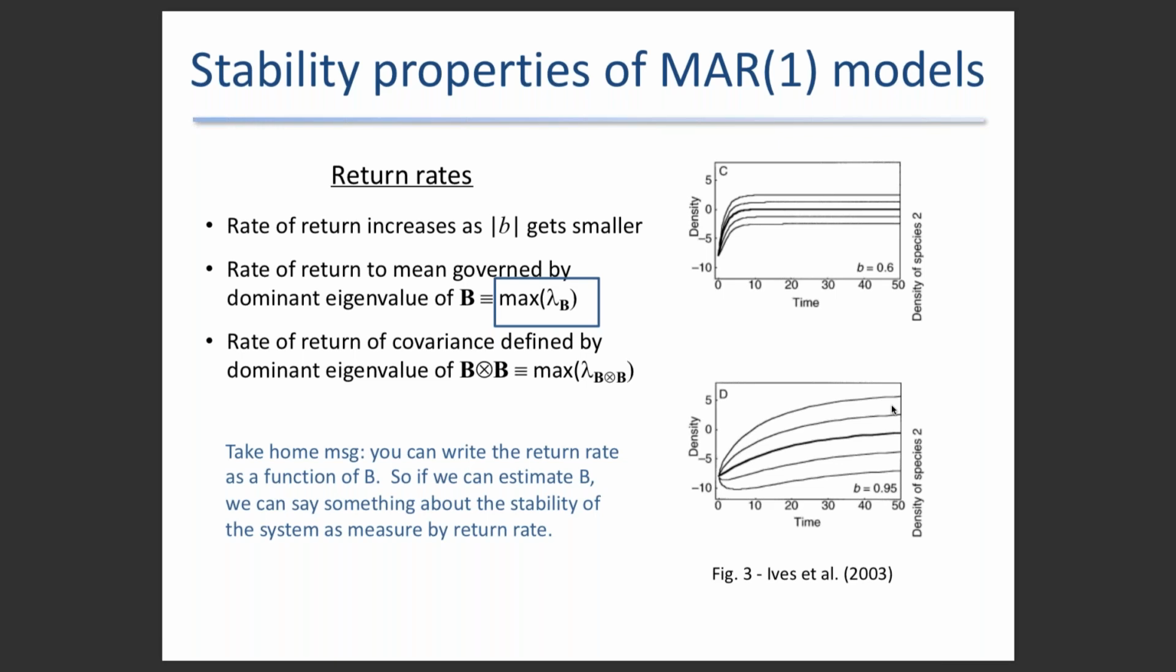The rate of return to the variance, right? So there's 2 things to that. That stationary distribution has a mean, it has a variance. You need to return to both of them. The rate that it returns to the variance is the max of this Kronecker product. Don't have to worry about the exact mathematics here. The point is that the only parameter that's showing up here is the B. So if you just had an estimate of that B matrix, you have an estimate of how fast the system would return to equilibrium after a perturbation.